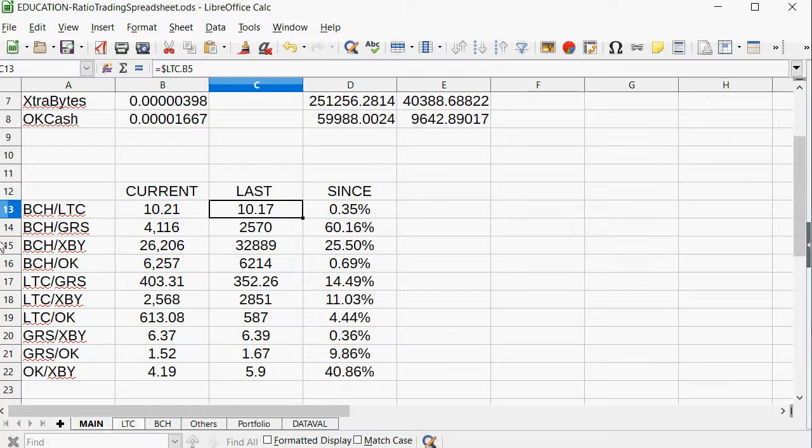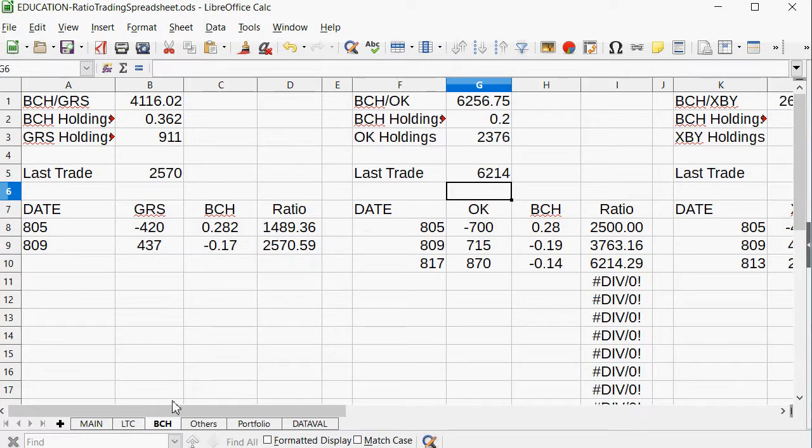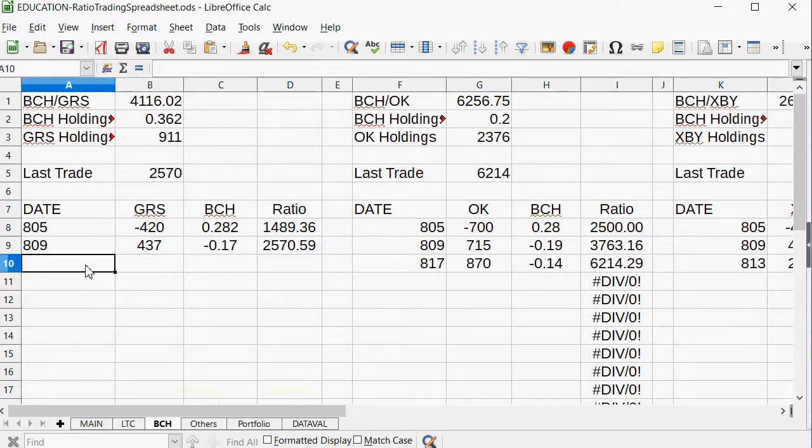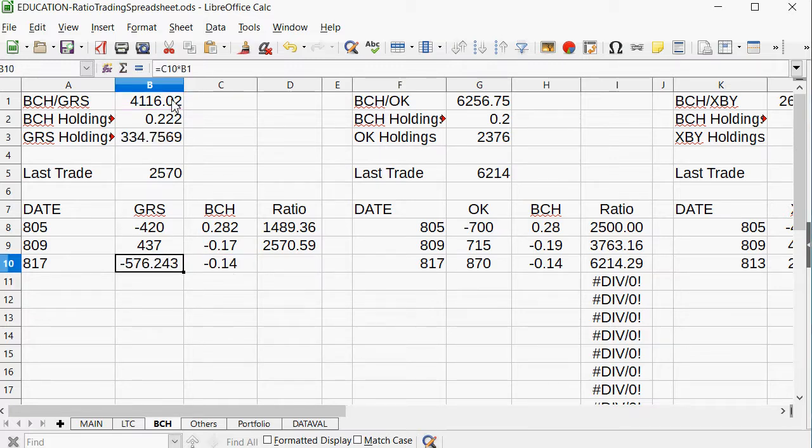But anyway, Bitcoin Cash and GRS, which is this one in here. We own 0.362 with a gain of that nature. Let's go minus 14, say. And then find out how much that's going to be worth. So we'll do 575.